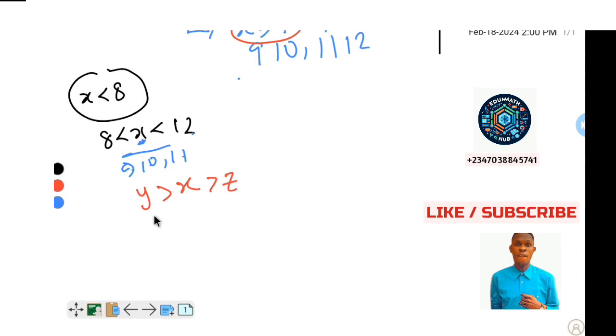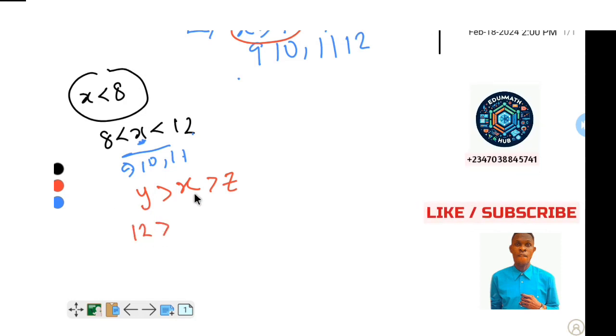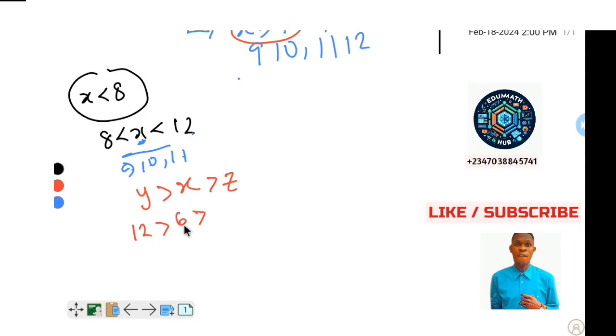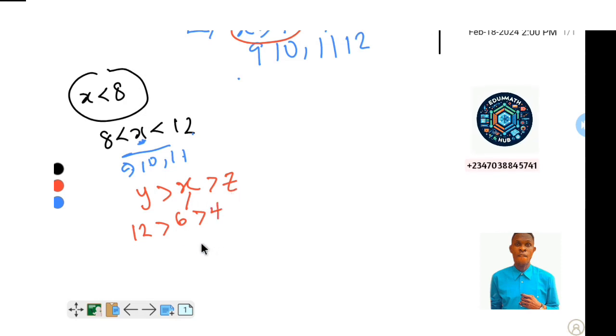Now, this is a simple analogy. If y is 12, this value of y is bigger than the value of x. So if y is 12, let's say x is 6, then this 6, which is x, is bigger than z. So z can be like 4. So you can see the trend. So you have 12 greater than 6 and 6 greater than 4. So that's how you combine these inequalities.